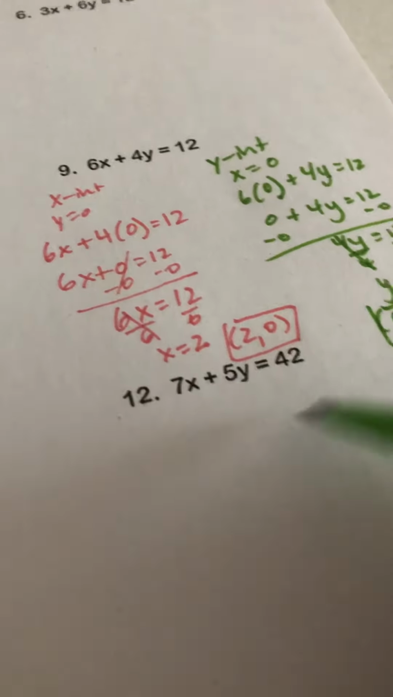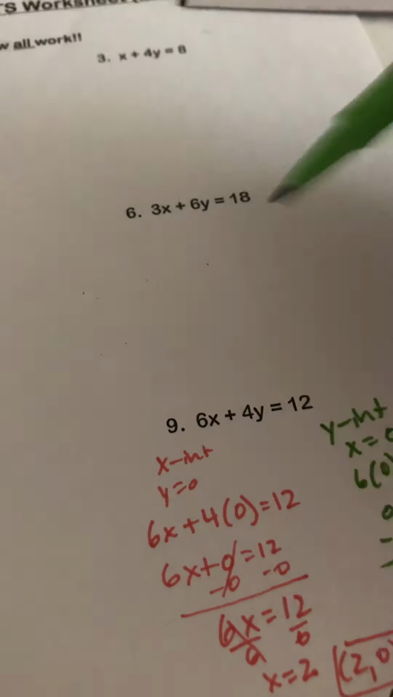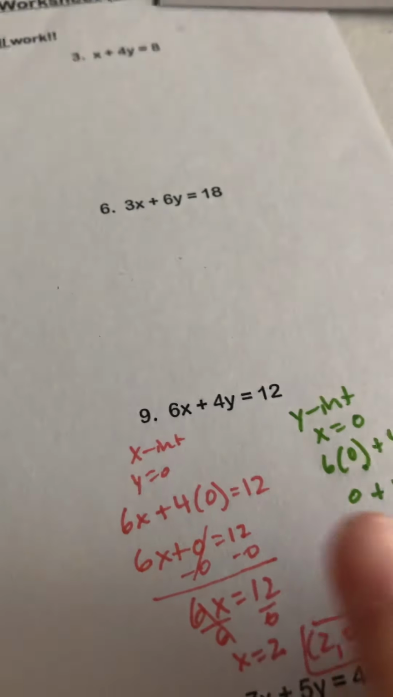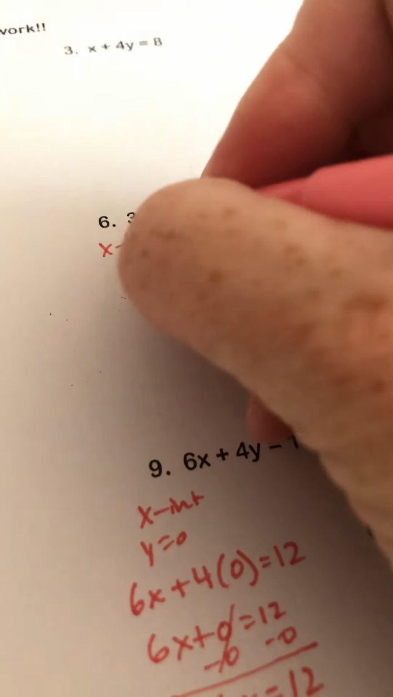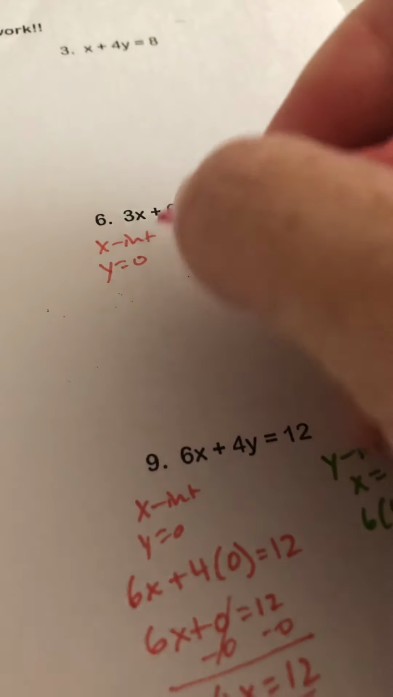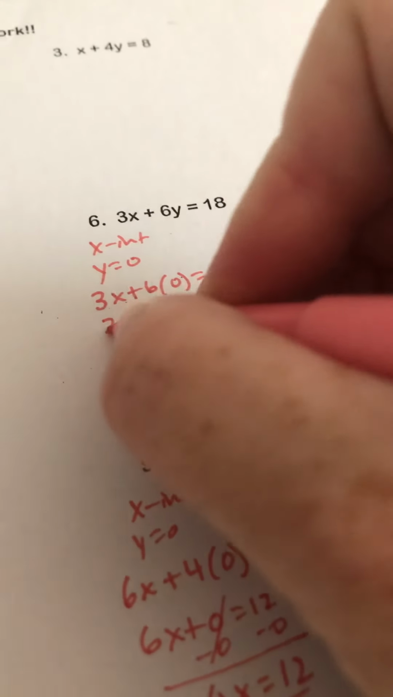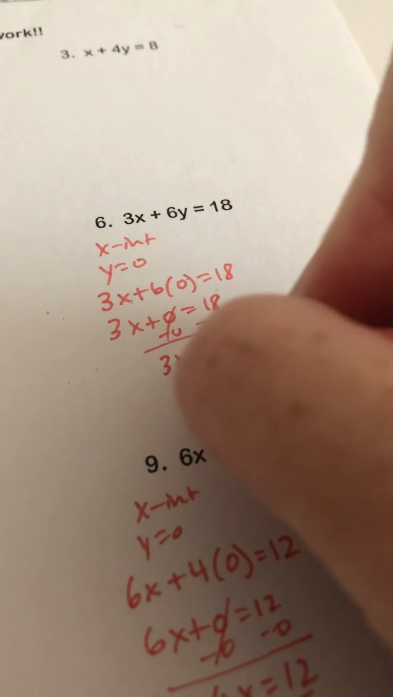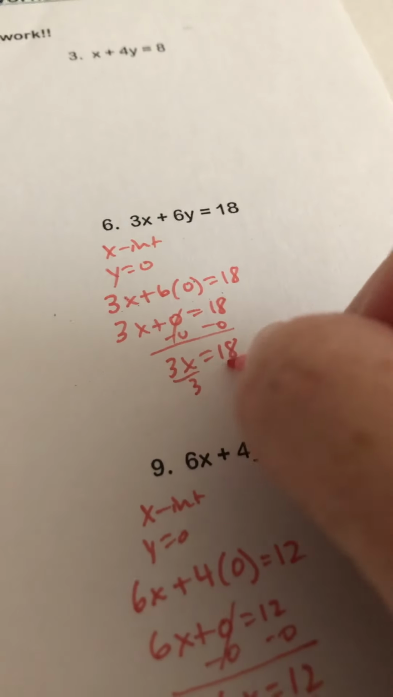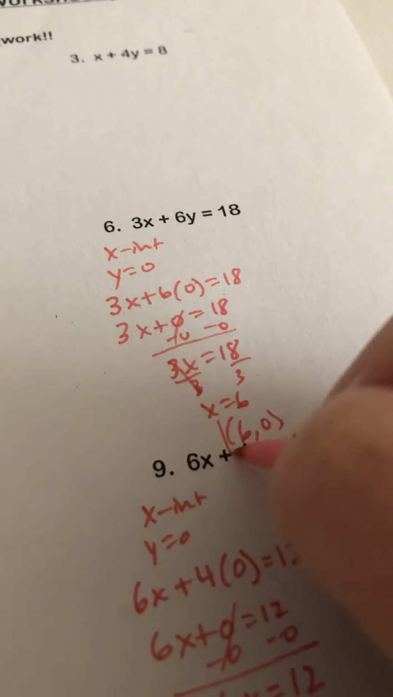This is going to come out to a fraction because the 5 doesn't go into 42. But why don't we try this one real quick? Maybe pause and try it yourself. This is the last one I'll do. Okay, so again, if I want the X-intercept, I'm going to put 0 in for Y. So I've got 3x plus 6 times 0, or 3x plus 0 equals 18. Subtract the 0, divide by 3. So x is 6, or 6, 0.